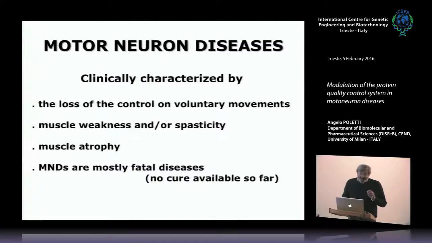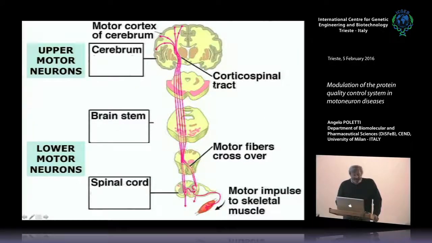And the vast majority of these motoneuron diseases are fatal disorders. There is no cure available for that. The motoneurons are located in the cerebral cortex or in the spinal cord, and this may provide a different clinical course of the disease depending upon the type of motoneurons that are affected. If upper motoneurons are lost, you have spasticity, so you have all this spectrum of disorders in which you lose the control of the reflex arc.